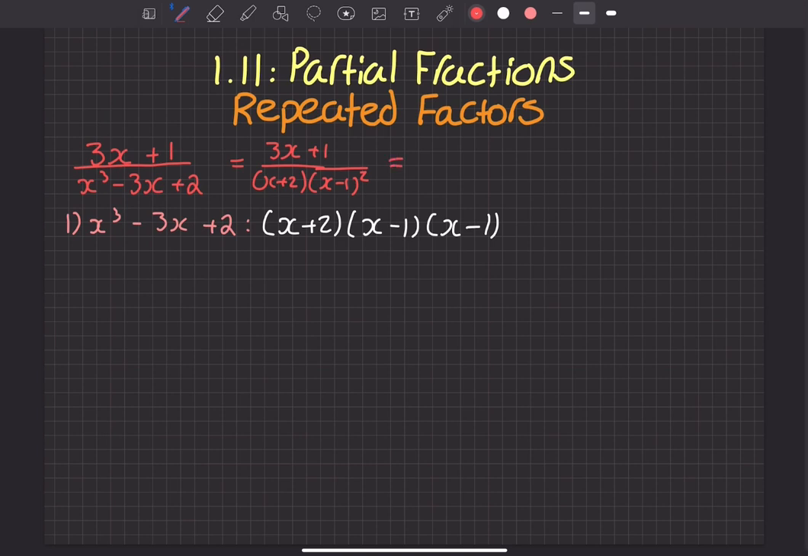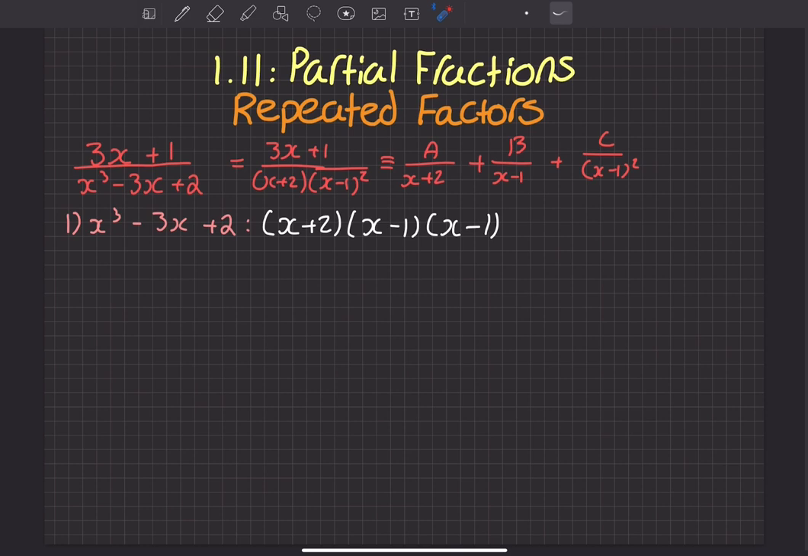Now, what we would do, or how we would write this, is basically a over x plus 2, so what we did before, right? And what we do next is this thing called building up the powers. And what I mean by this is we add plus b over x minus 1, plus c over x minus 1 squared. Okay, so what you'll notice is I didn't just put this, I put another one in the middle, right?